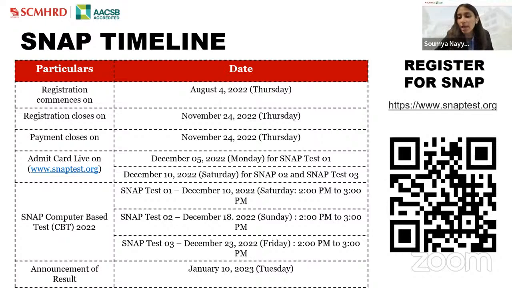So I think we have a fair number of people joining in live. If you have already registered for SNAP, then you can ping in the chat box, and if there are any doubts about the SNAP exam as well, again, you can ping in the chat box. And if you haven't already registered for the SNAP exam, you can scan the QR code that is available on our screen, or you can log into www.snaptest.org and register for the same.